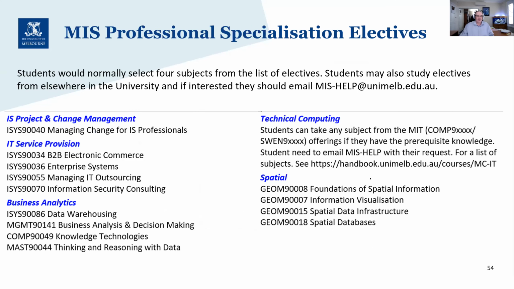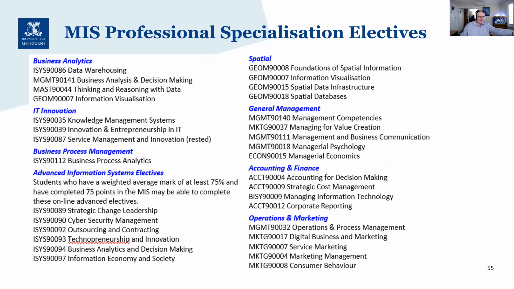Then we have a whole pile of electives, and the way that these are set out, we've tried to group them. I'll say this once, and I'll get asked about 10 times: you don't have to do everything in the same group. You can do the whole group if you want to, if you've got space. So it is possible to do one from the IT service provision, one from spatial, one from advanced IS, one from operations and marketing. Likewise, it's possible to do all 4 from spatial.